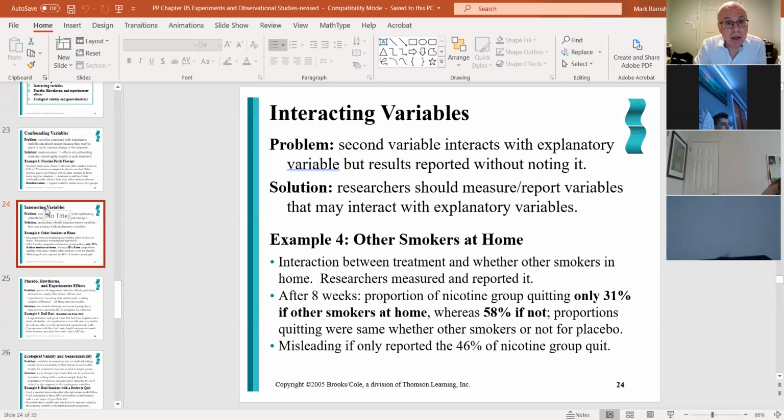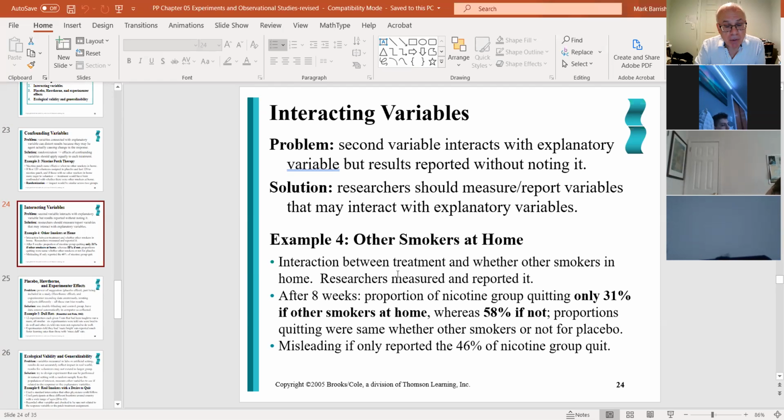All right, now interacting variables. This is again when there's more than one explanatory variable that could be interacting with each other. If you don't report that there could be interaction between variables, then you could get misleading results, right? So, for example, it's possible there is an interaction between the treatment and whether other smokers are in the home.